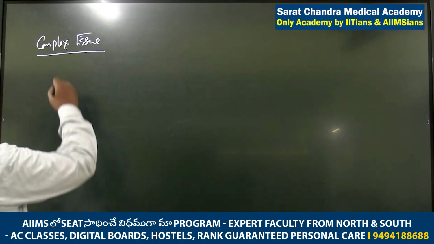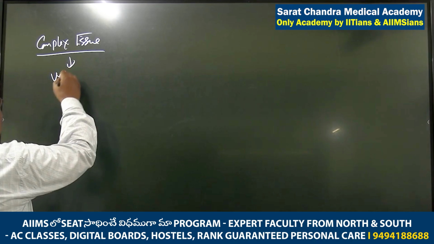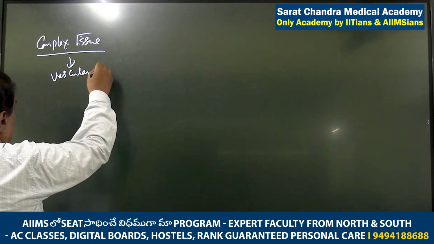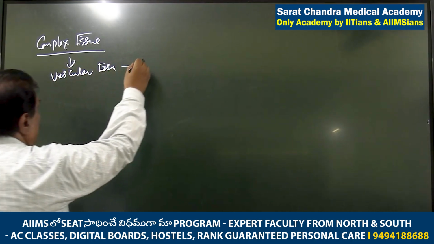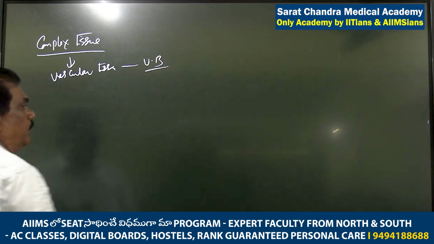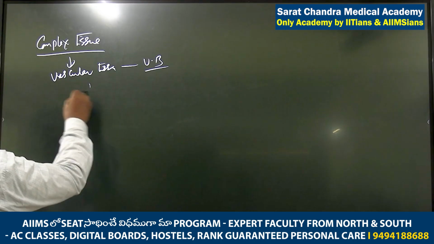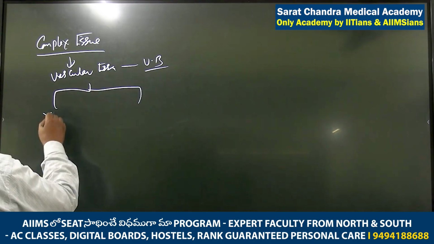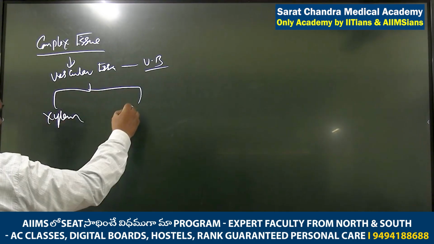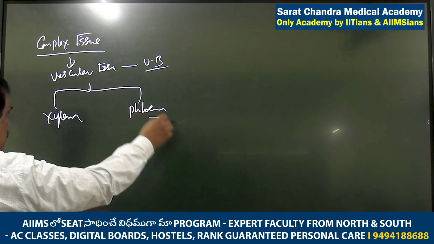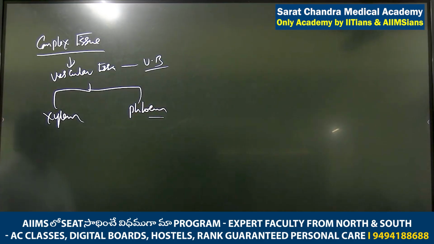Complex tissue may also be called vascular tissue. The vascular tissue forms vascular bundles in plants. Complex tissue or vascular tissue is of two types, that is nothing but xylem and phloem.